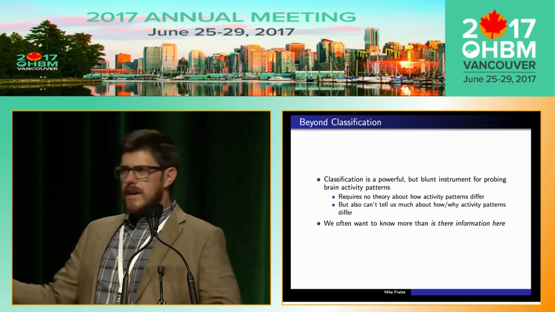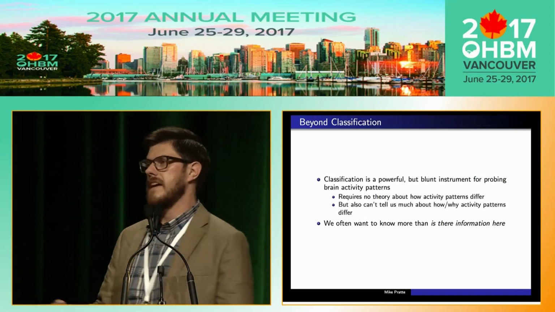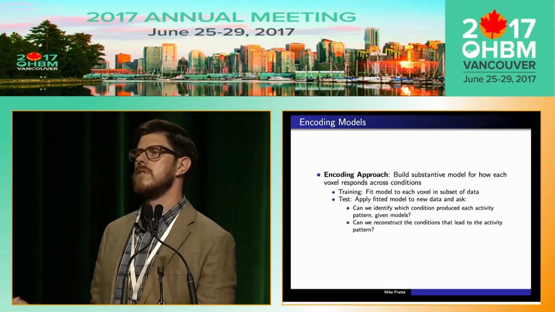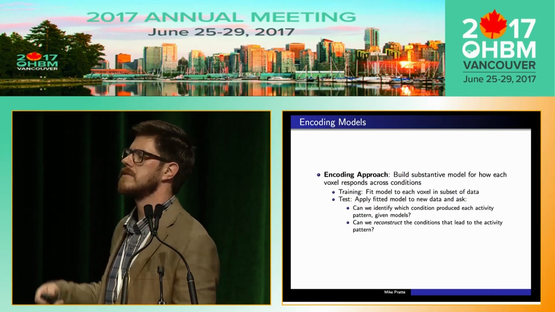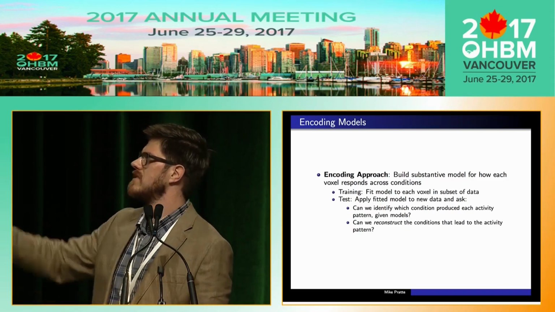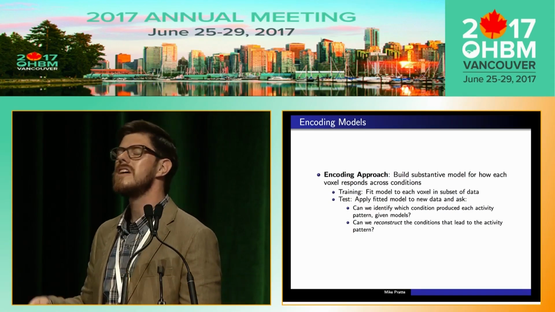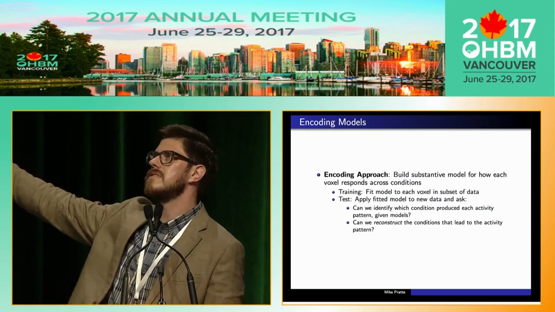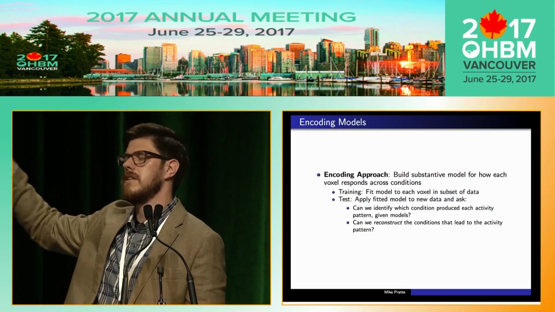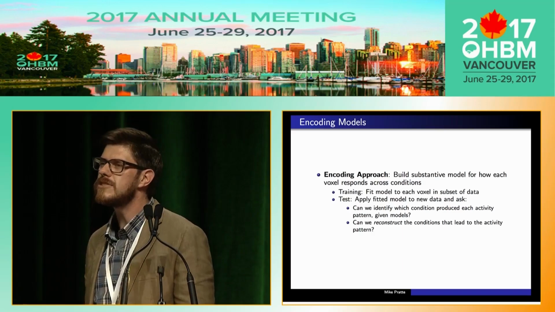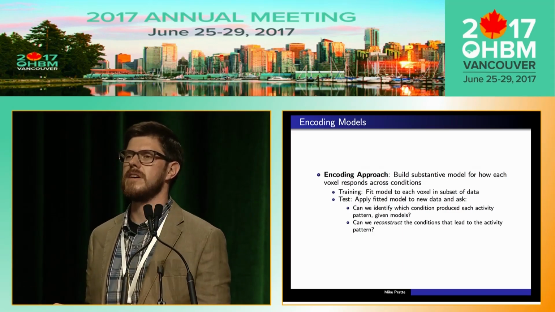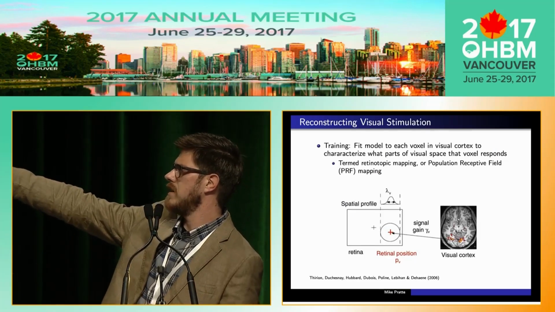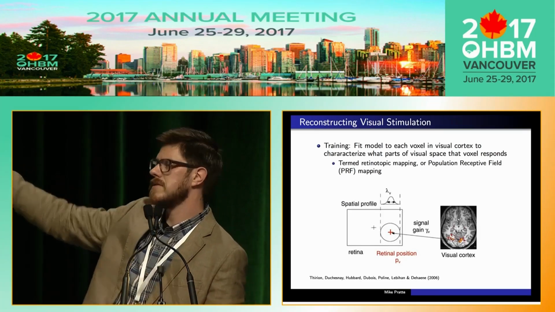Okay, so that's classification. This very simple question, can I tell what information is there? But that's really a small part of the contemporary field of multivariate analysis. The next type of analysis is usually referred to as an encoding approach. It's really a lot like classification with one difference, that instead of using something like a machine learning classifier or a linear model, you're going to make interesting substantive models of the neural activity and then try to use those to decode.